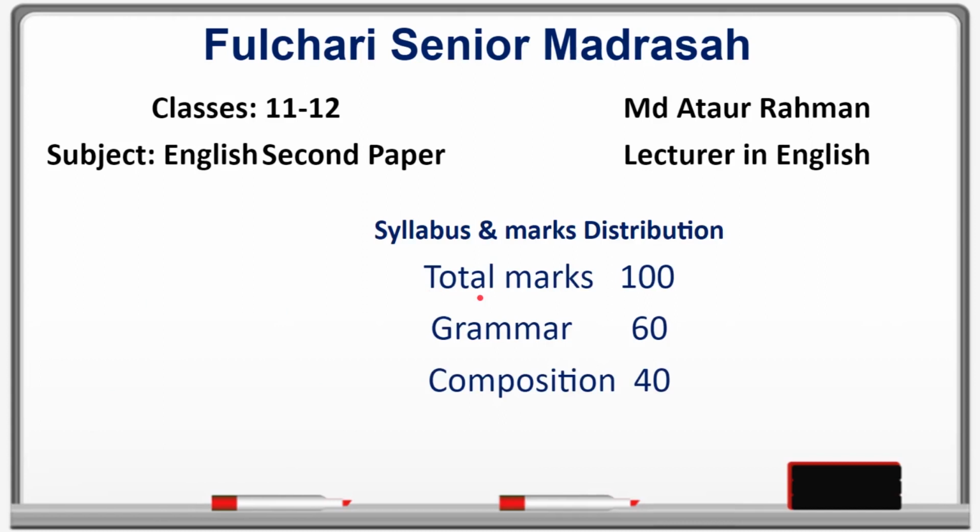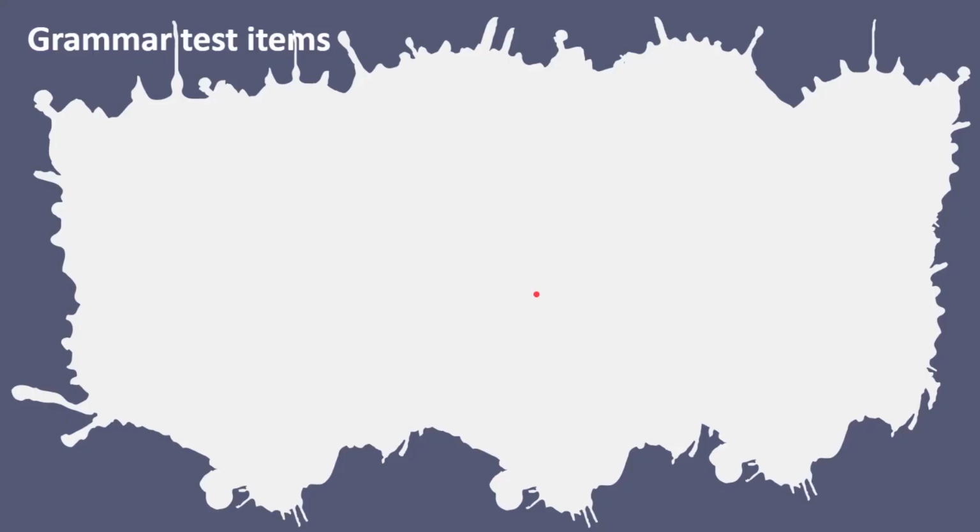You have to face an exam for 100 marks and it will be divided into two parts. Part 1 is grammar and this is 60, and the composition will carry 40 marks. So let's go for the detail. At first, I would like to focus on the grammar test items.